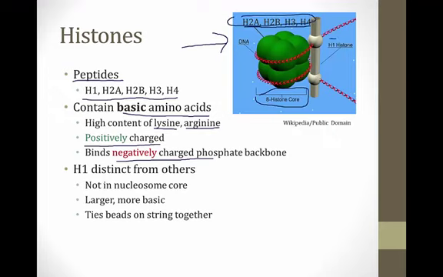There's another histone called H1 which sits outside of the nucleosome, and it is distinct from the others. It's not in the nucleosome core, it's larger and more basic, and it's important for tying together the beads on the string.